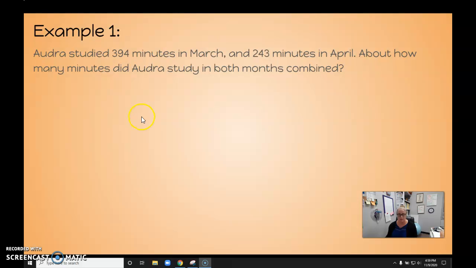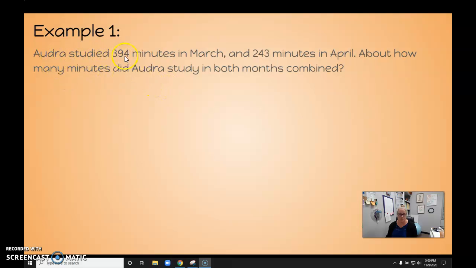Sometimes it wants us to stop at the equation, and sometimes it wants us to solve the whole way through. So let's see what this question's asking us to do. It says, Audra studied 394 minutes in March and 243 minutes in April. About how many minutes did Audra study in both months combined? So we're going to read this problem one more time. This time we're going to highlight the information that's important to us.